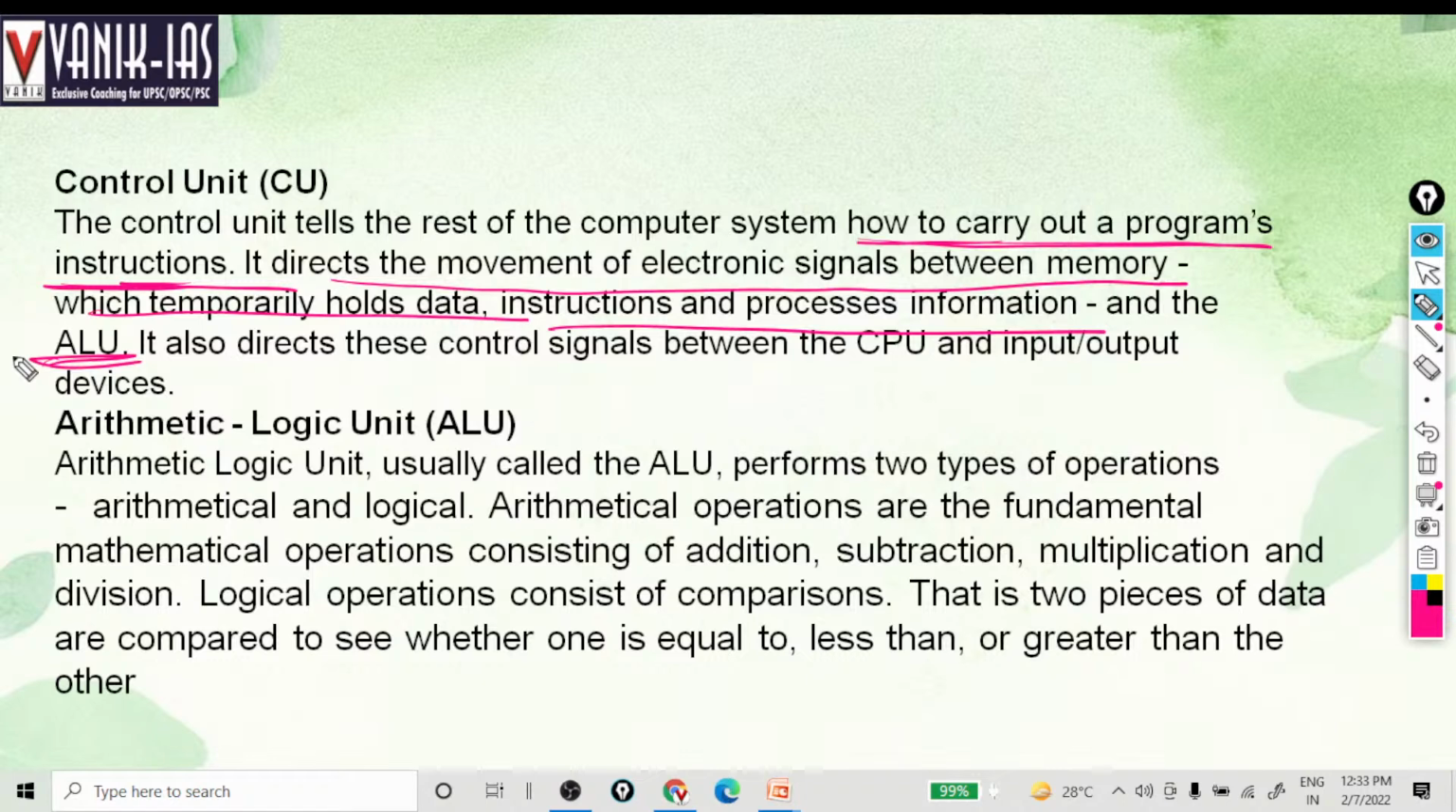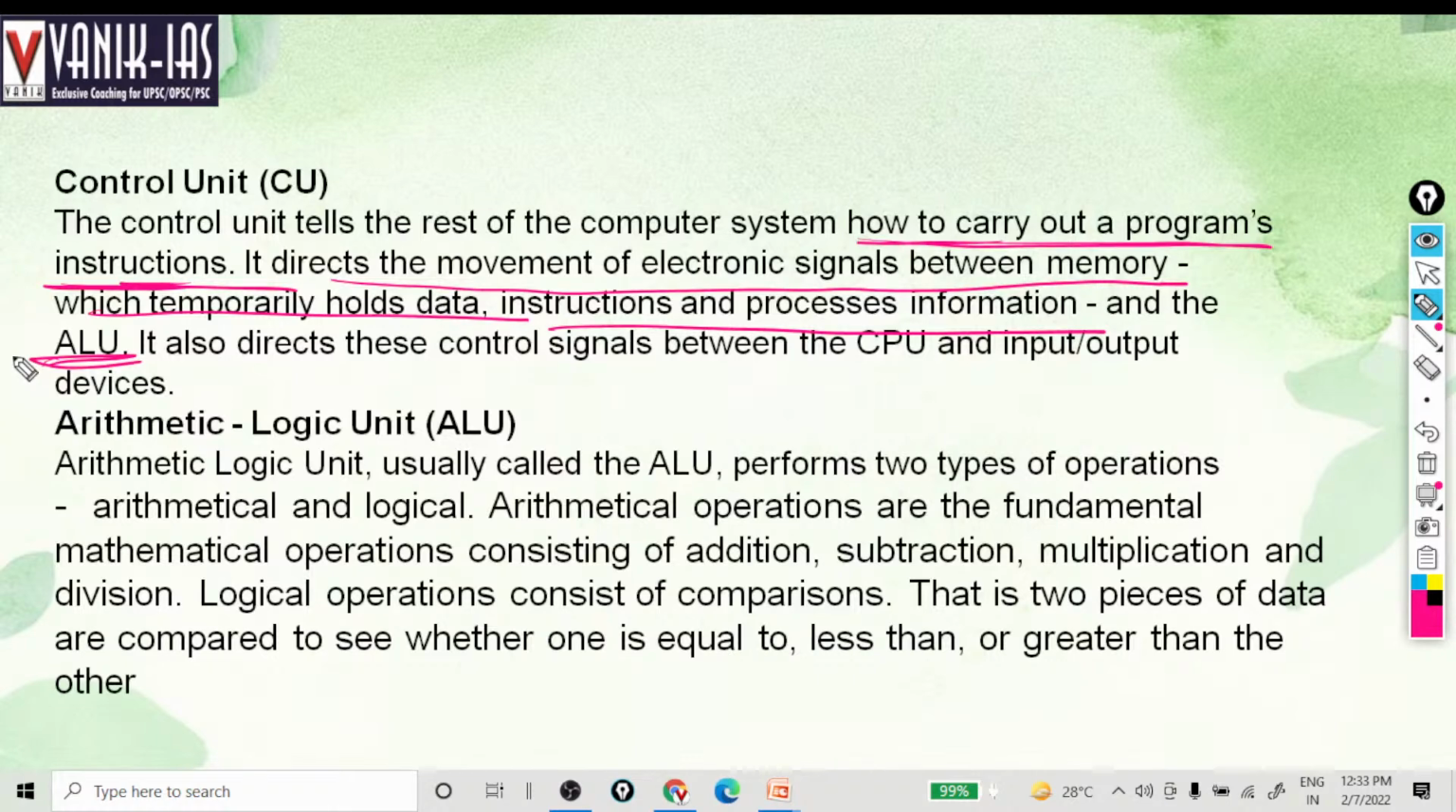It also directs the control signal between CPU and input and output devices. That means whatever signals come from the input, accordingly the CPU will save them and process them.